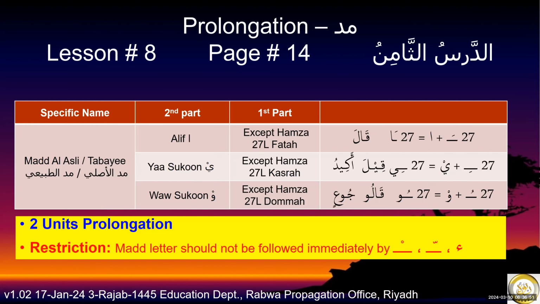If hamza is not there, it means it can be any letter from the remaining 27 letters. Then it is called Madal Asli or Madal Tabeeyee. So any of these letters is okay. So we learned here two names for the same mad. Alif mad, or Madal Badal, or Madal Asli. Three names.